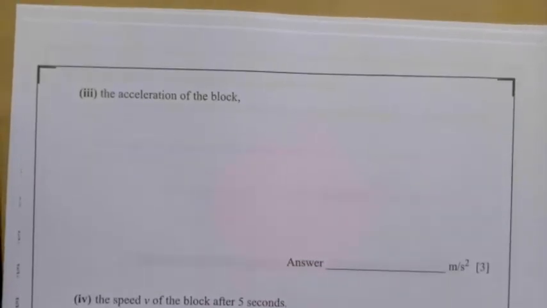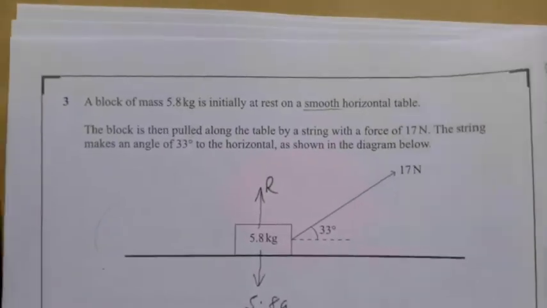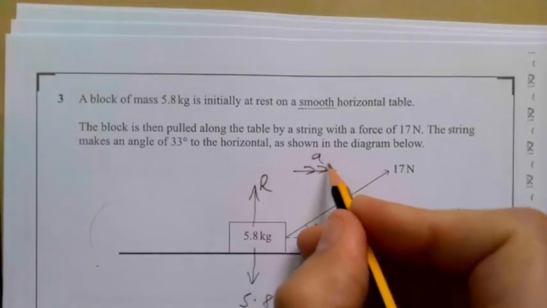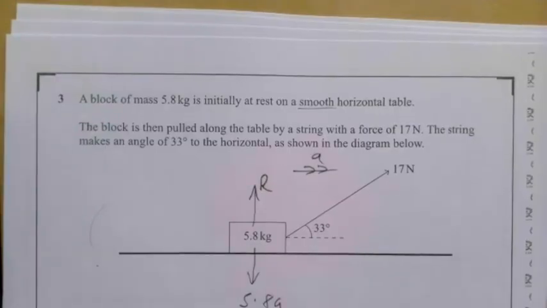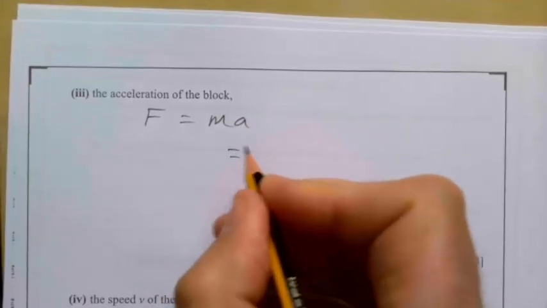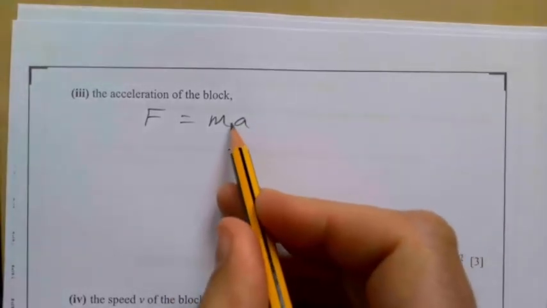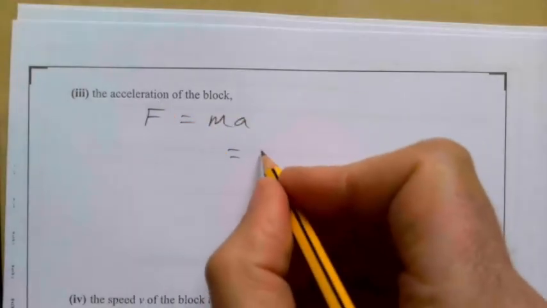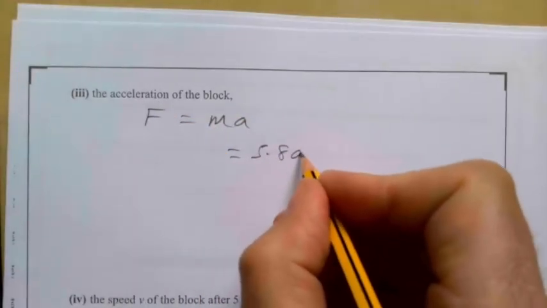Calculate the acceleration of the block. So because it's been pulled along here, then there's going to be an acceleration going this way. So we're going to resolve horizontally using F equals ma. I quite often do the right hand side first because it makes it more straightforward. The mass is 5.8 and a is what we're trying to work out, so that's going to be 5.8 a.